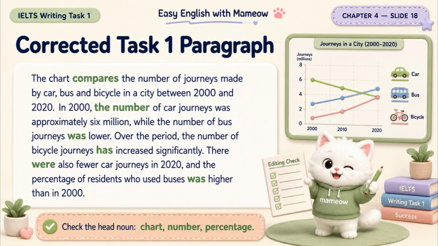Now let's check the answer. Chart is singular, so we use compares. We need the number because a particular number shown in the chart is being described. In both expressions, the head noun is number, so we use was and has. Fewer car journeys is plural, so we use there were. The head noun percentage is singular, so we use was.